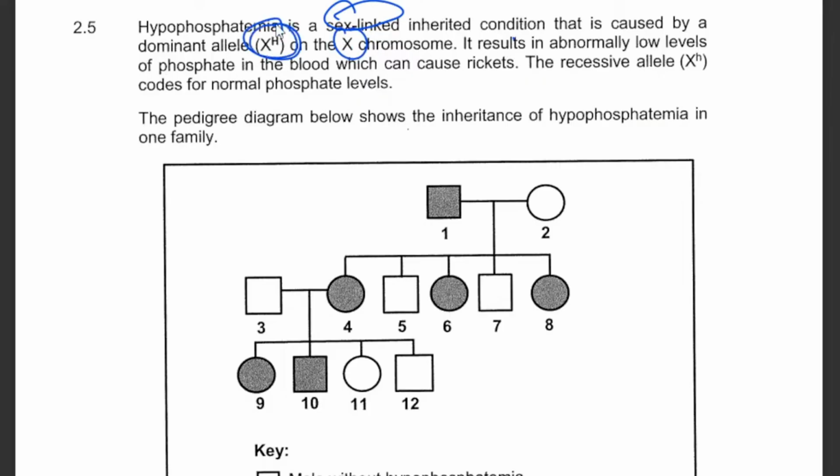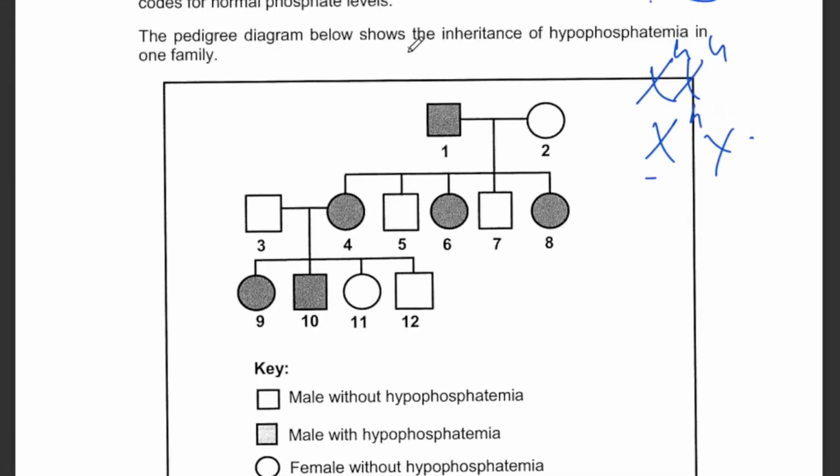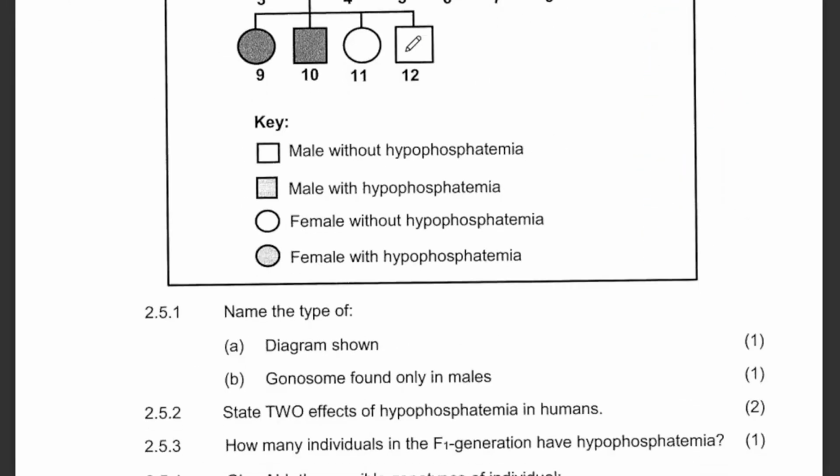They said dominant. It is a result of abnormally low levels of phosphate in the blood, which can cause rickets. They're saying that the recessive allele, small h, codes for normal, meaning that you have to have both like this to be normal, or you have to have this to be normal if you are a male. They give the type of diagram shown.